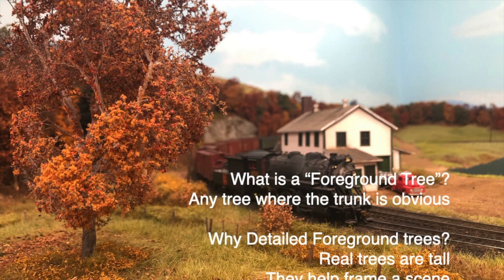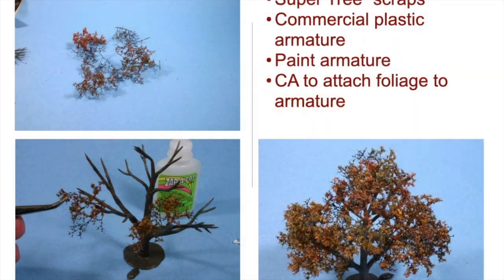Why do we need detailed foreground trees? Well, real trees are tall. They help frame a scene, and in groups, as I said earlier, they can serve as a soft view block. They can screen a scene and not necessarily block your view of it completely. When you make super trees for your background scenes, you're going to end up with a lot of little scraps. These things you see in the upper left-hand corner are little schnibbles of super trees.